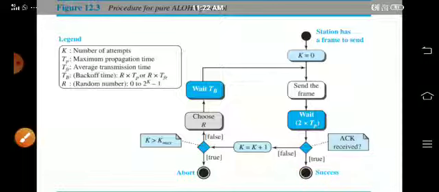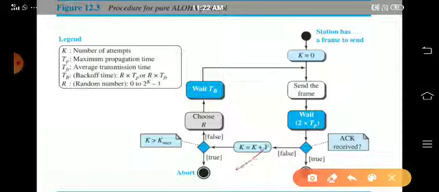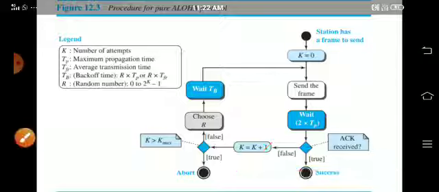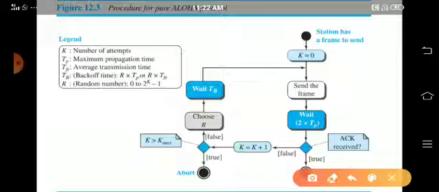you go for the next attempt. The number of attempts is incremented, and you go for the second attempt after waiting for some time. TB is the back-off time before you take the next chance. Before you take the next chance, you wait for TB amount of time. We have a formula to calculate the back-off time, R times TP, and again the process is repeated.